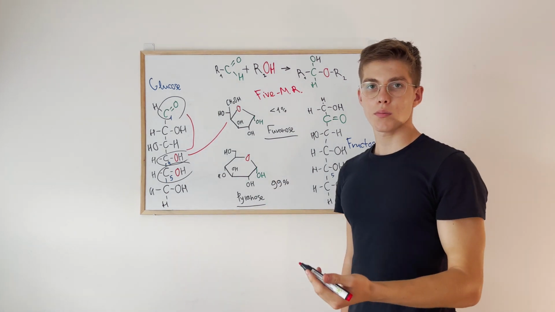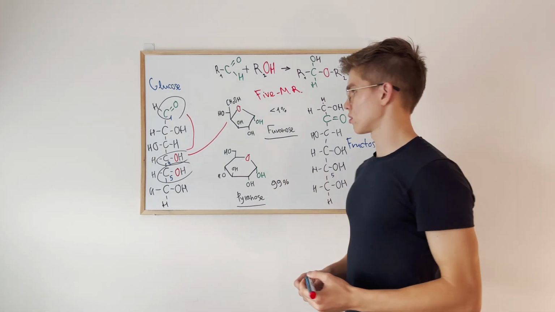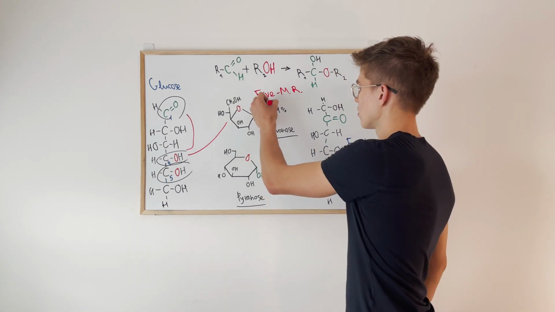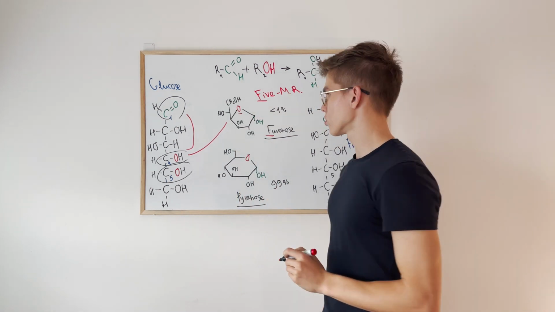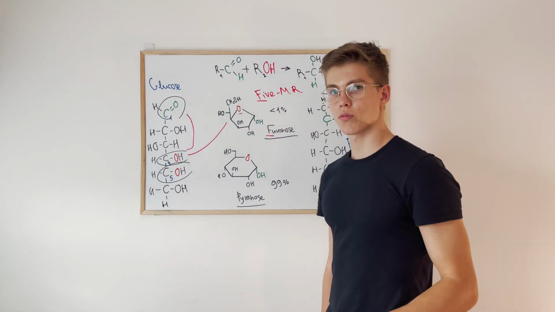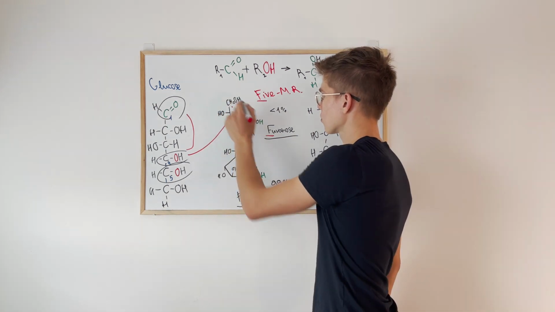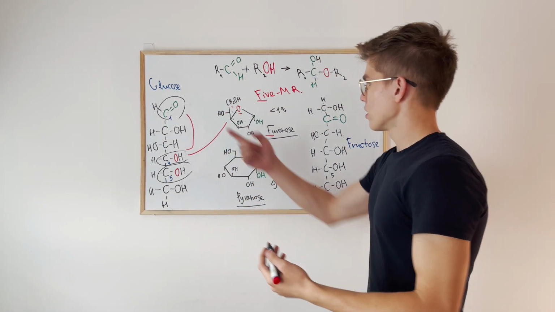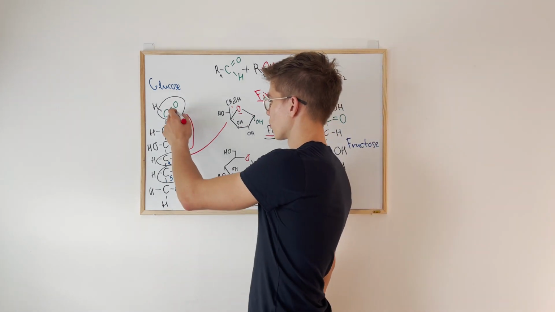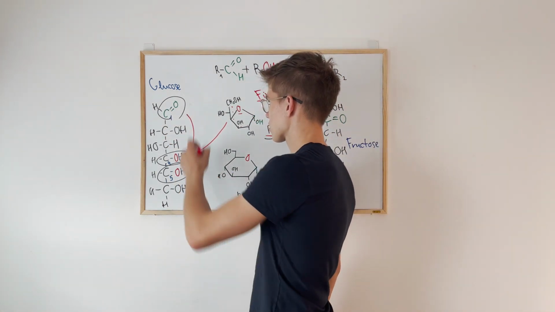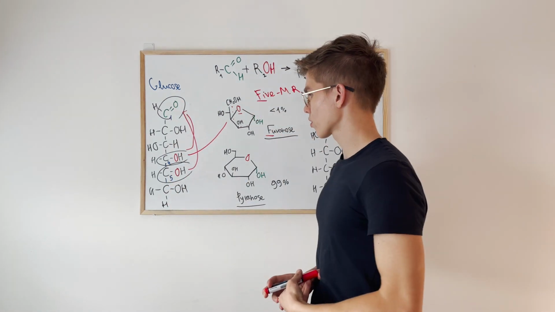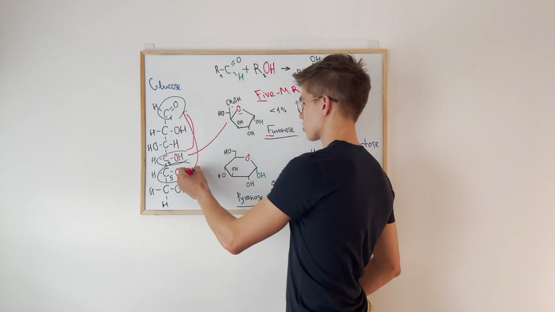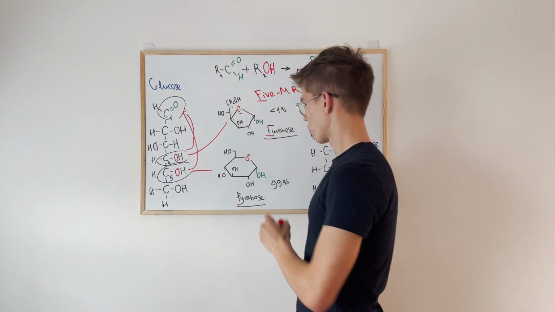And the way I like to remember that the furanose is the name of a 5-member ring is that they both start with the letter F. It's important to mention that oxygen is also one of the members of this ring, not only the carbon atoms here. But if the carbonyl group of the first carbon atom reacts with the hydroxyl group of the 5th carbon atom, then it forms a pyranose, which is a 6-member ring.